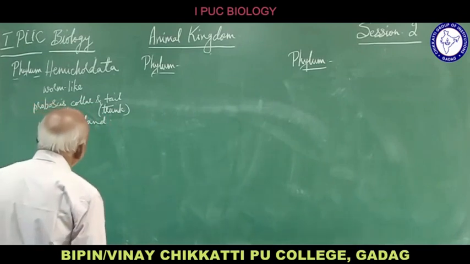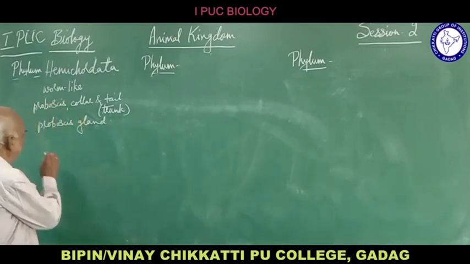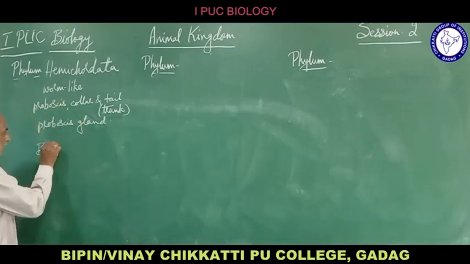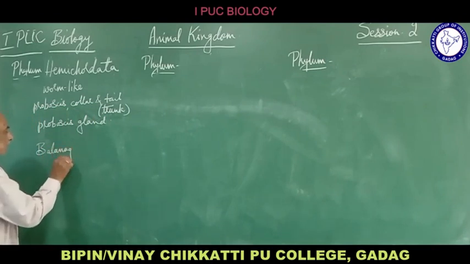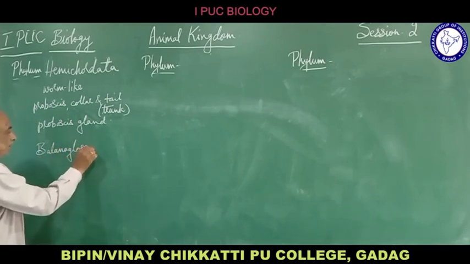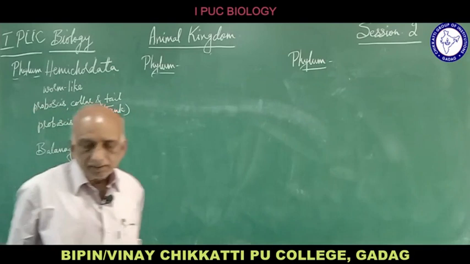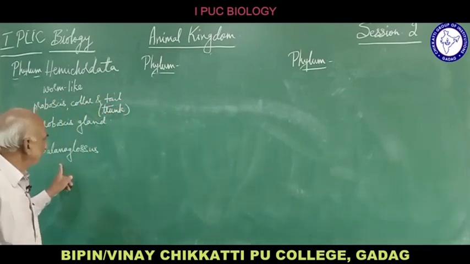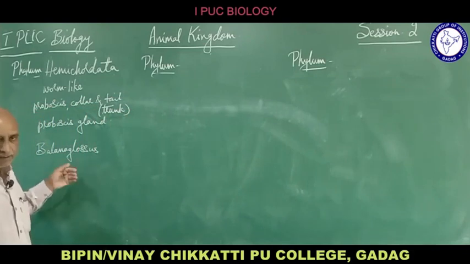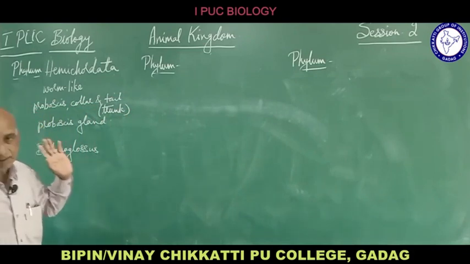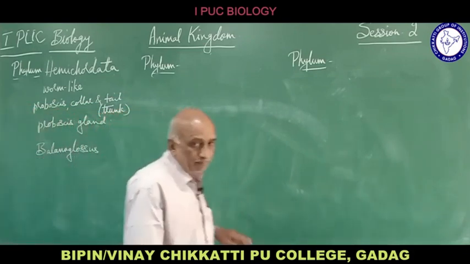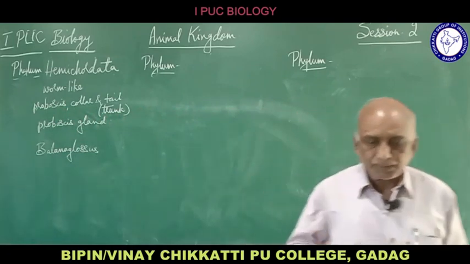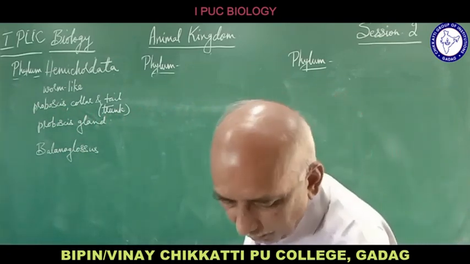Balanoglossus is one example under this phylum, and another one is Saccoglossus. Balanoglossus and Saccoglossus are two examples coming under phylum Hemichordata. So that is one group, Hemichordata.